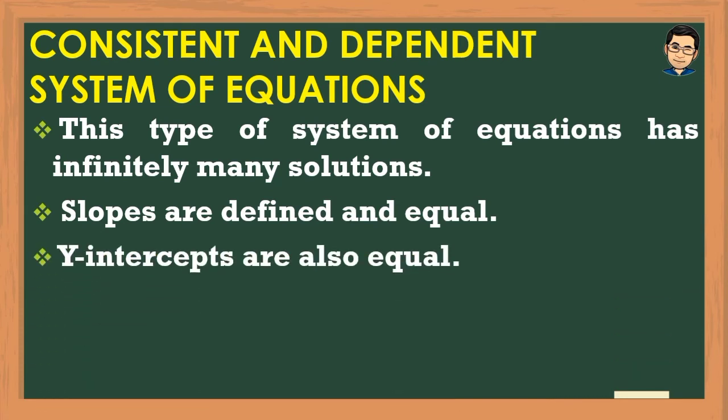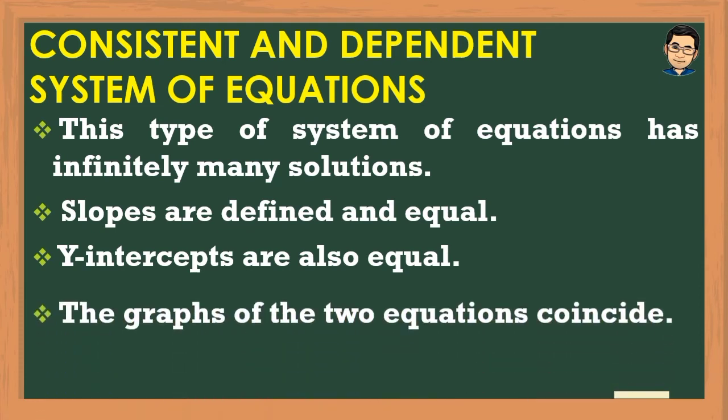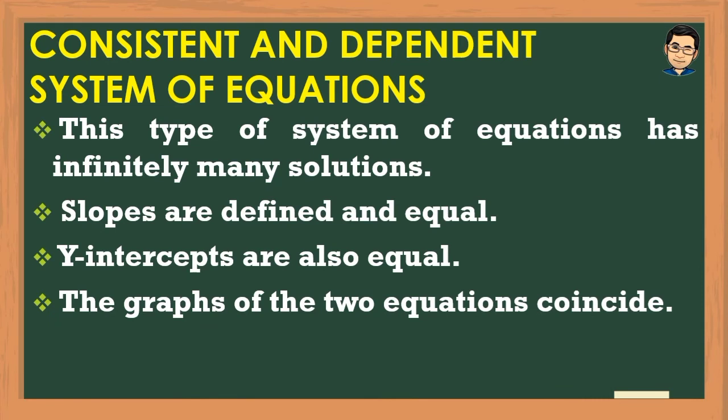And then, y-intercepts are also equal. So, madaling tandaan ng consistent and dependent. Pareho yung slope, pareho yung y-intercept. And then, the graphs of the two equations coincide. So, kung matatandaan nyo, ito yung makapal yung line kanina, yung nasa gitna. Okay? Wherein, kapag ginrap natin yung first equation, i-graph natin yung second equation, parehong-pareho lang po sila. So, coinciding line po.